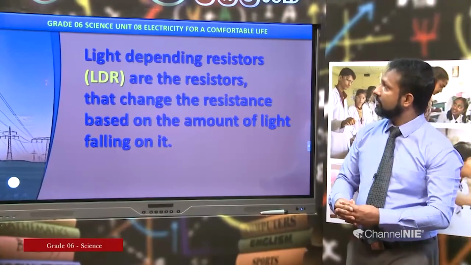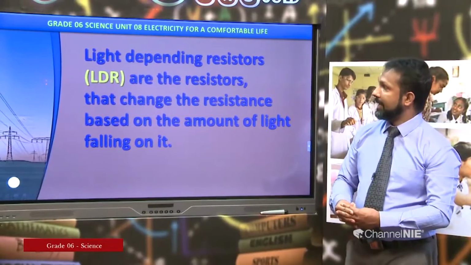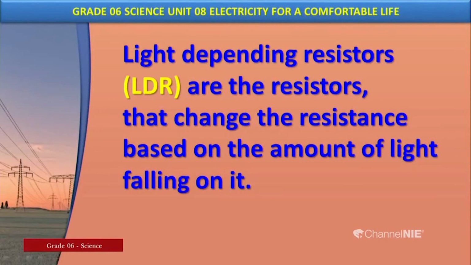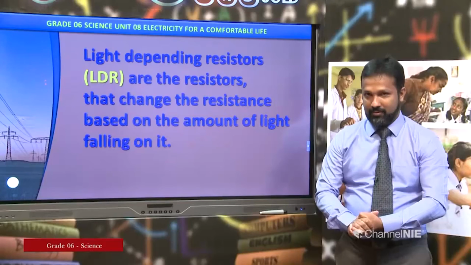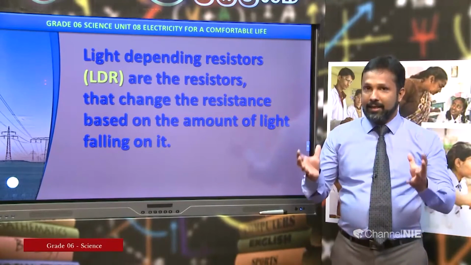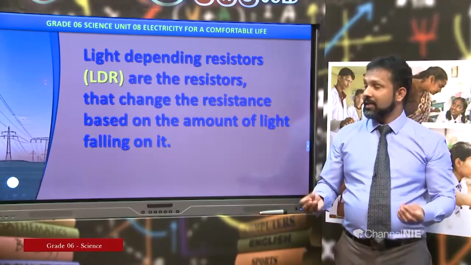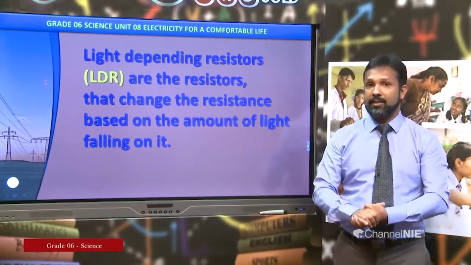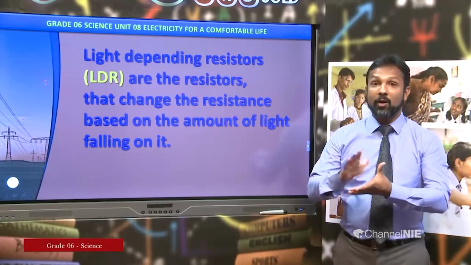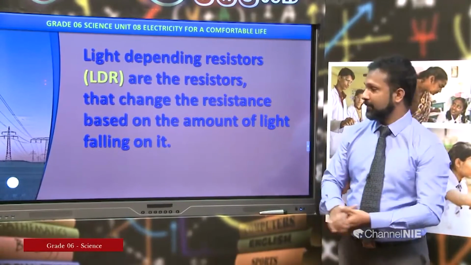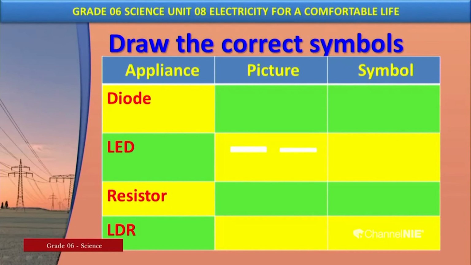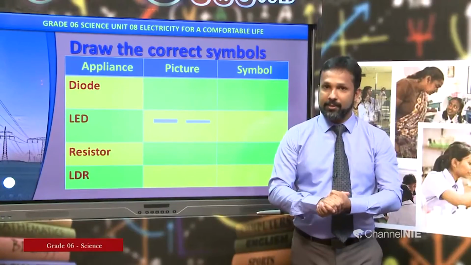Light dependent resistors, LDR, are the resistors that change the resistance based on the amount of light falling on it. What is that? LDRs, or light dependent resistors, are the resistors that change the resistance according to the amount of light falling on it. Now, we have studied a lot of electronic devices.